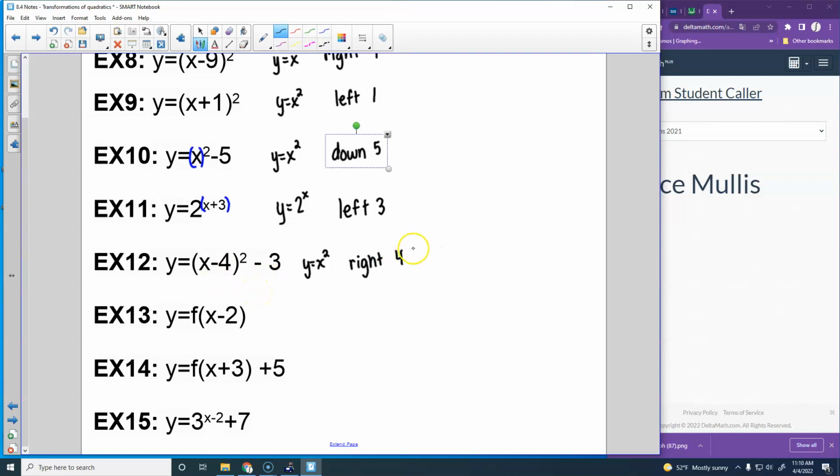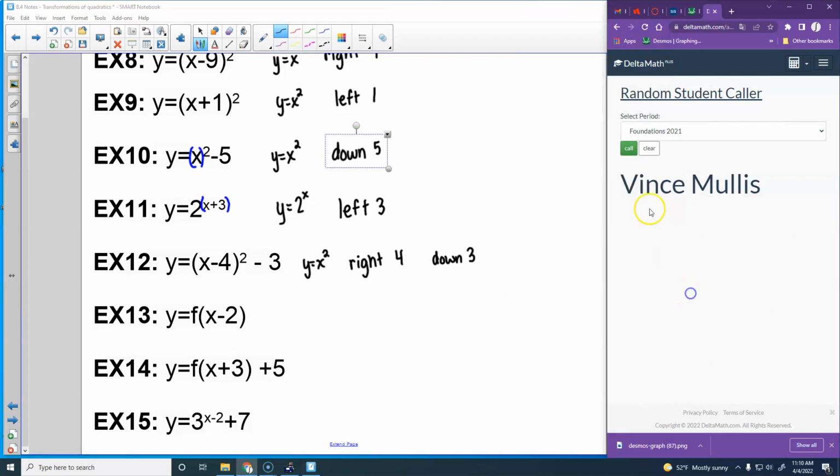What about that minus 3? Down 3. I almost think it's easier to do these when they have both there to keep them straight. Number on the outside is the up or down. All right, let's see. Any questions so far? All right, let's see who's got this next one.